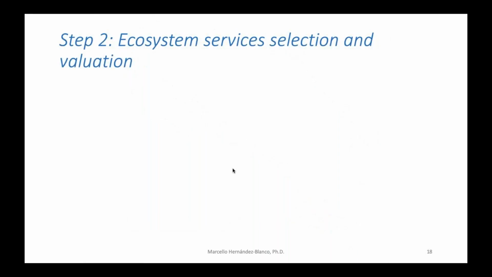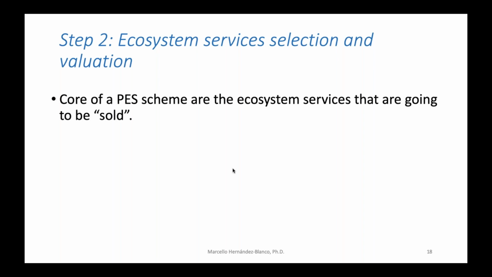Then, based on what we already identified, we should identify which benefits these ecosystems are providing to the national or regional or even the global population. So a core part of the scheme is the ecosystem services that are going to be sold, right? We're seeing this from the seller or supplier perspective.